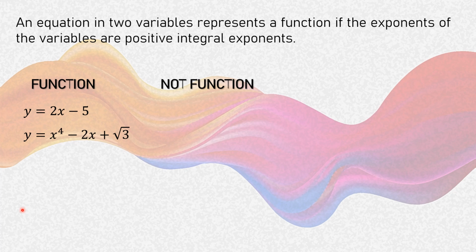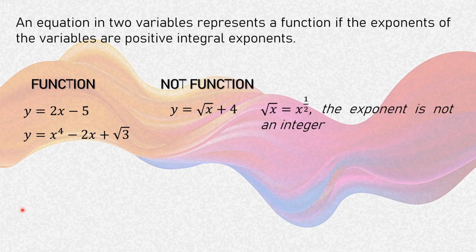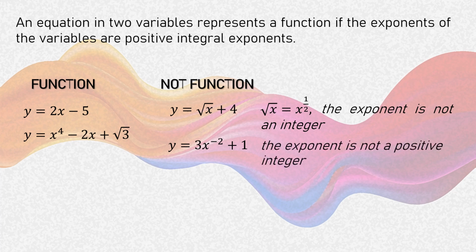Ang mga halimbawa naman ng hindi function ay y equals square root of x plus 4. Ano nga ba ang katumbas ng square root of x? So that is, square root of x is equal to x raised to 1 half. The exponent is not an integer. So, ang 1 half ay hindi kabilang sa integer. Ito ay kabilang sa rational number or fraction. Another example of not function, y equals 3x raised to negative 2 plus 1. So, negative 2 is not a positive integer.